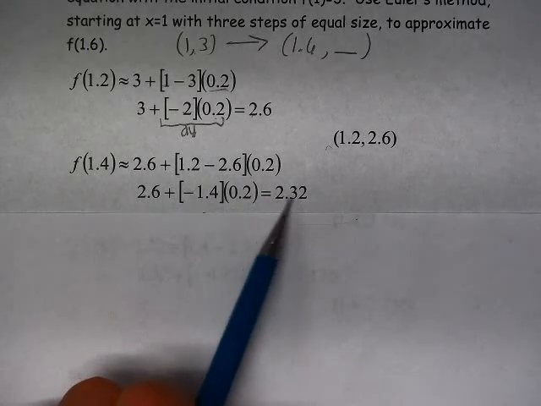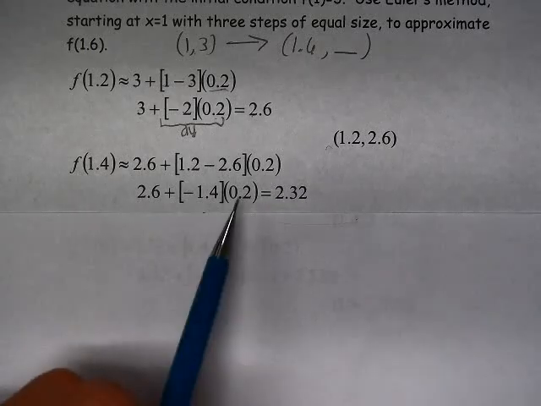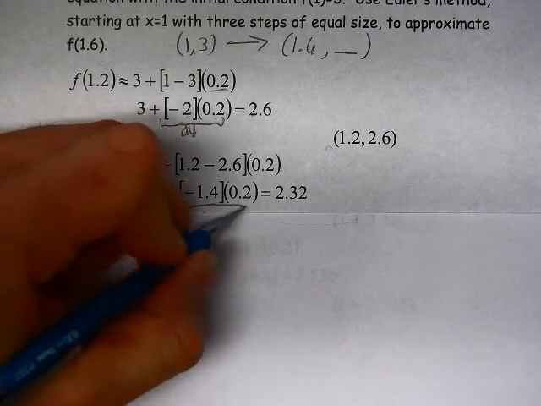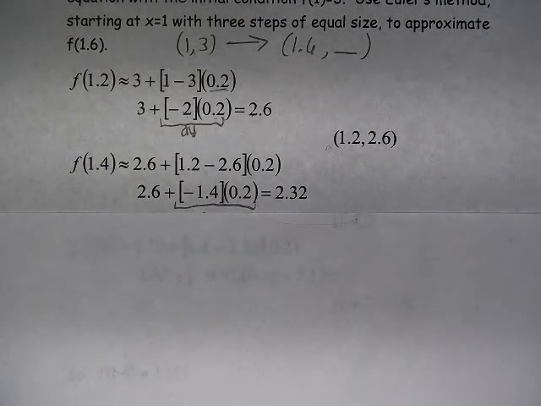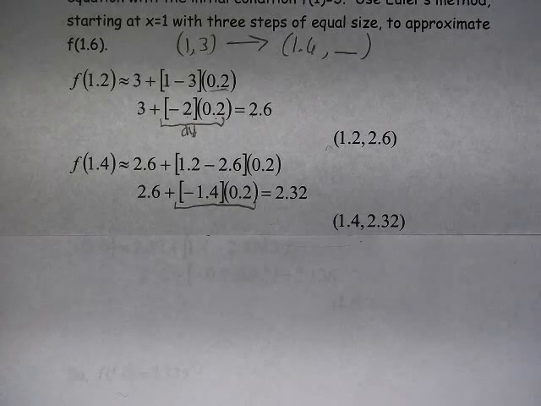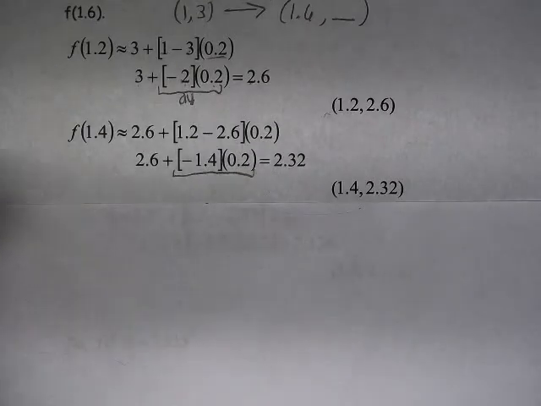We're subtracting now a smaller number than we were here. So our dy is a little bit less than it was last time. So we have a new y value of 2.32. And that's our next point, (1.4, 2.32). Right, and we repeat that process again.